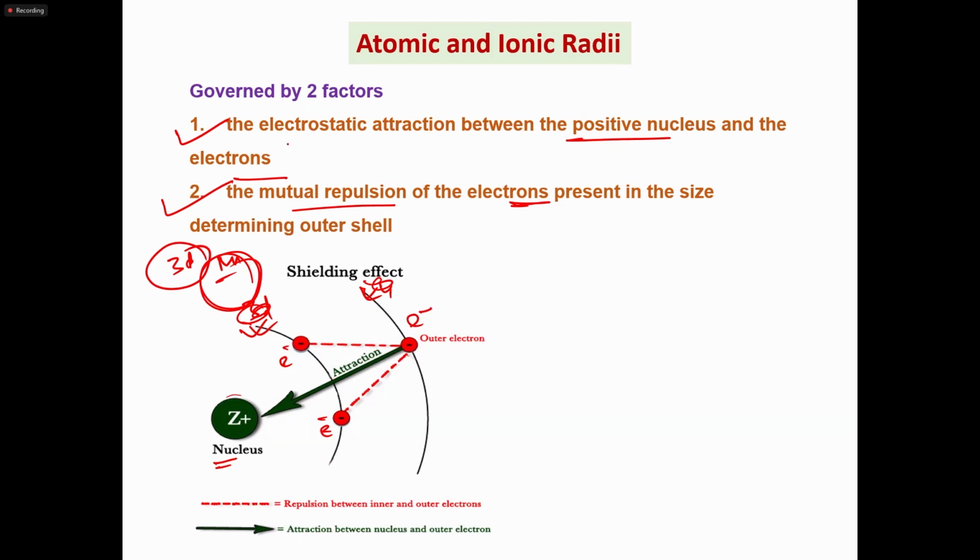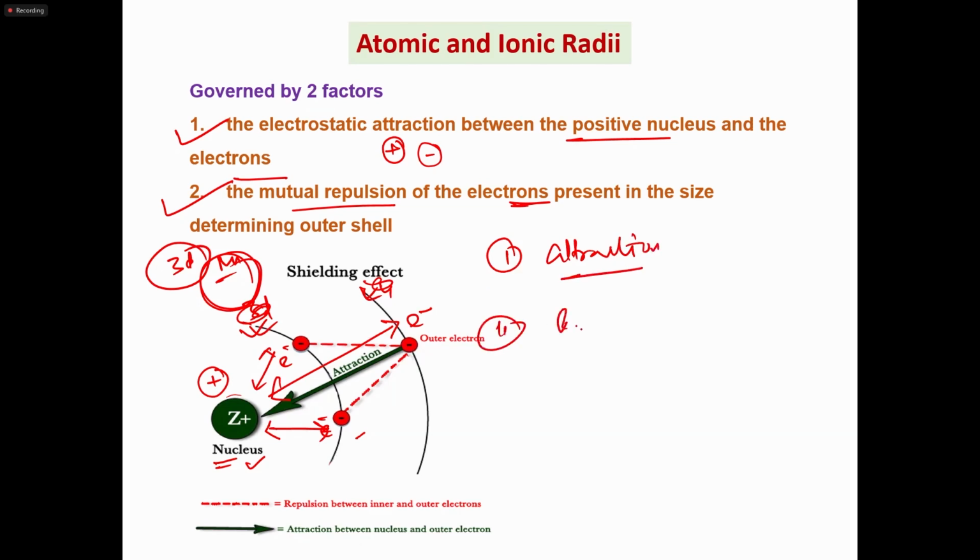When we are talking about electrostatic attraction, it means there is attraction between the positive charge and the negative charge. The nucleus is positively charged and the electrons are always negatively charged. So the attraction will be between the positive charge and the negative charge, that is, between the nucleus and the electrons. These are the attractions. So this is the first point: attraction.